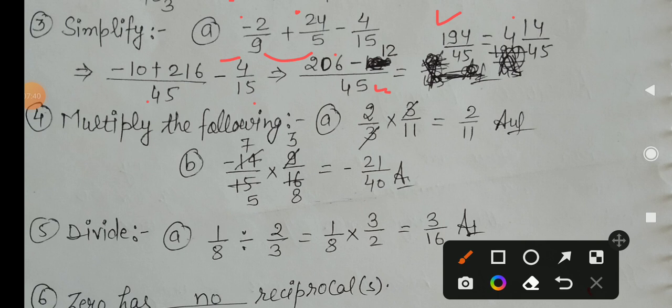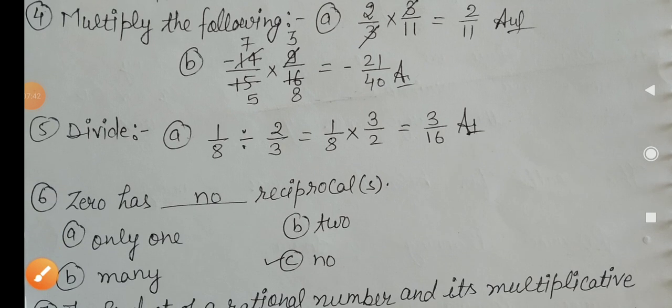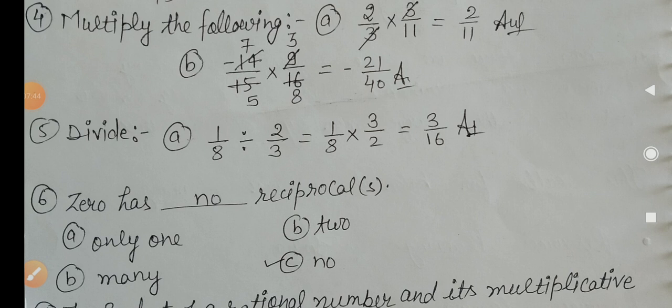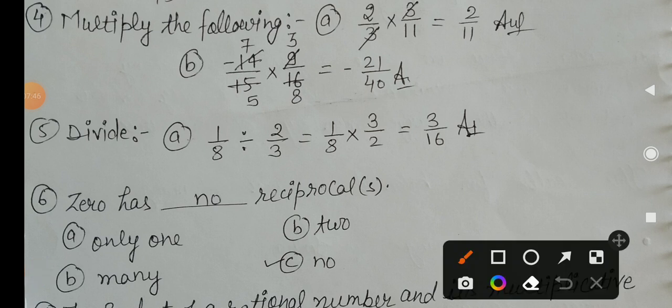Okay student, now we have to discuss the next question. The next question is related to multiplying the following values. Here you have two fractions and you multiply them. So 2 upon 3 into 3 upon 11, and you have to multiply these fractions. Here you very well know, the denominator 3 is there, and the numerator 3 is there. So 3 cuts with 3, and you get 2 upon 11.